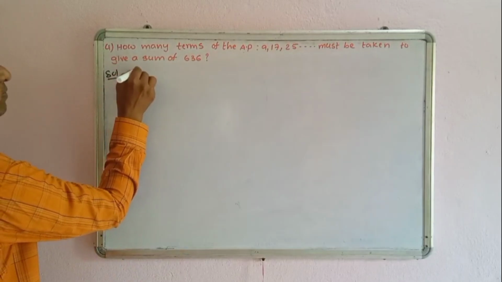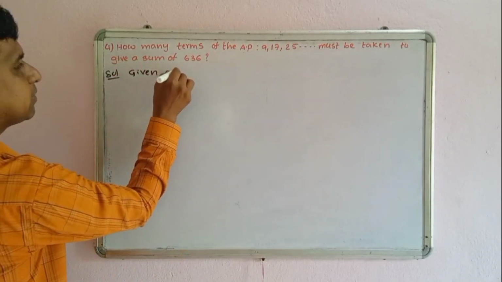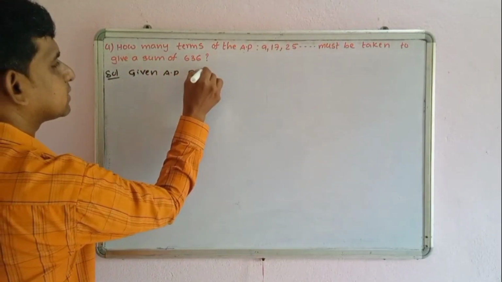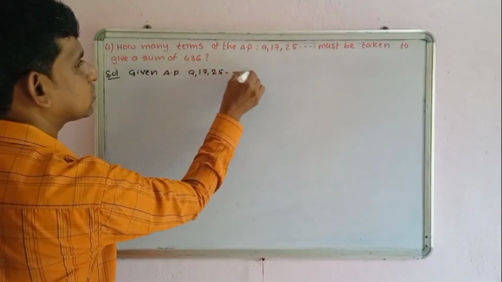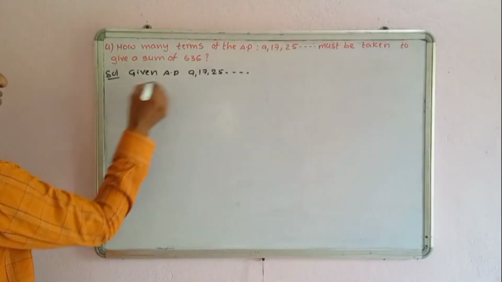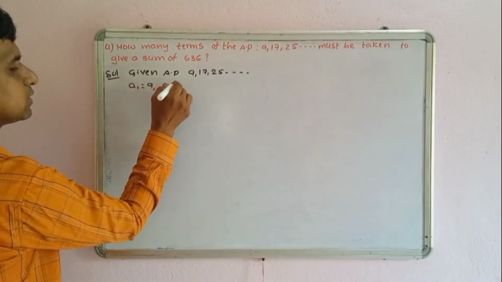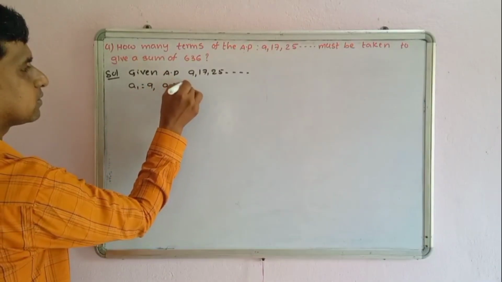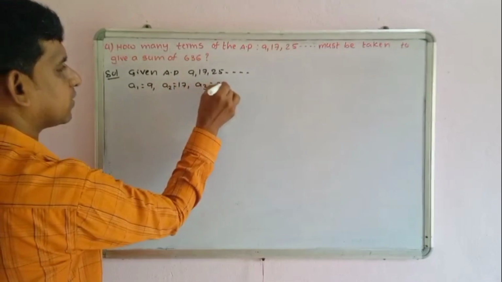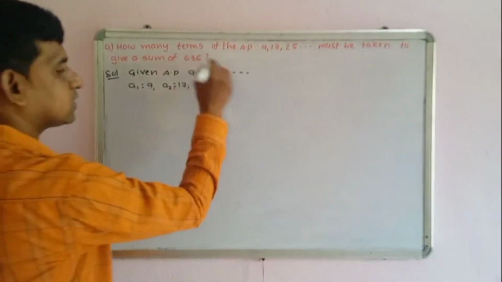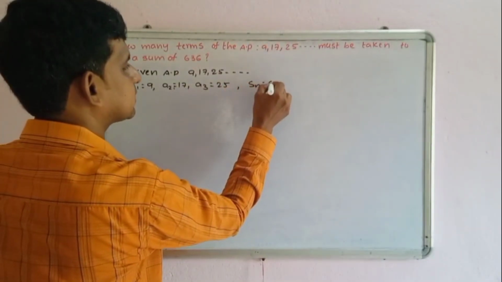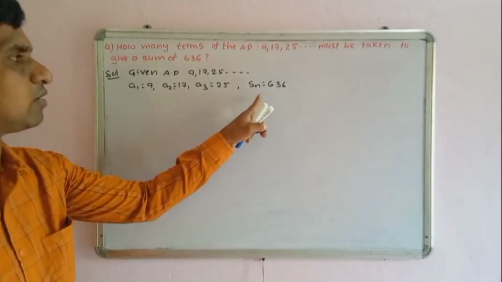Given AP, what is the AP? 9, 17, 25, and so on. Here, what is the value of A1? A1 is 9, A2 is 17, A3 is 25. Okay, so Sn is also given. So Sn is 636. Now we will find the value of n.